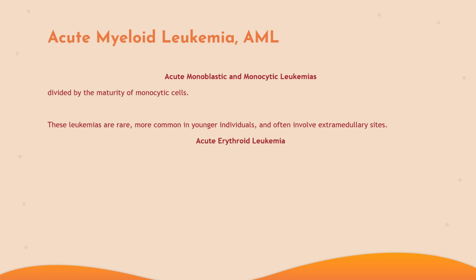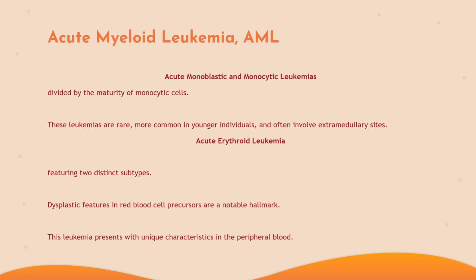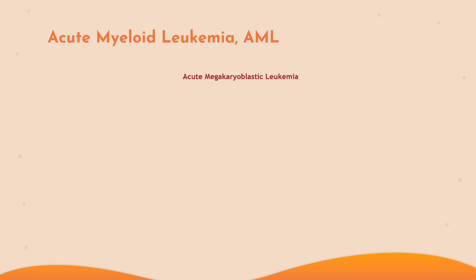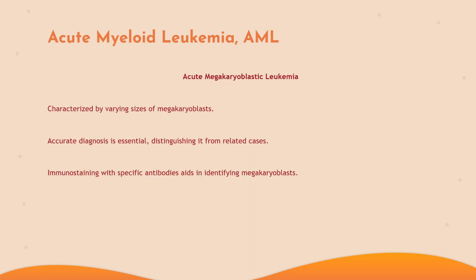Next up, acute erythroid leukemia, featuring two distinct subtypes. Dysplastic features in red blood cell precursors are a notable hallmark. This leukemia presents with unique characteristics in the peripheral blood. Acute megakaryoblastic leukemia. Our final stop is acute megakaryoblastic leukemia, characterized by varying sizes of megakaryoblasts. Accurate diagnosis is essential, distinguishing it from related cases. Immunostaining with specific antibodies aids in identifying megakaryoblasts.